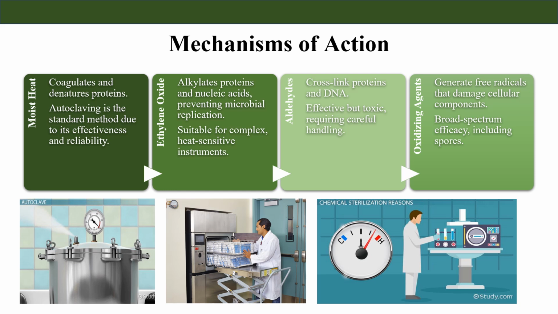Oxidizing agents like hydrogen peroxide and peracetic acid generate free radicals that damage cellular components. These reactive oxygen species attack essential molecules within cells, leading to broad-spectrum efficacy, including the destruction of spores.